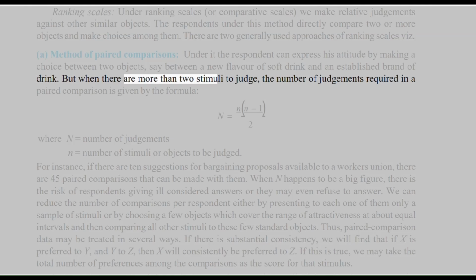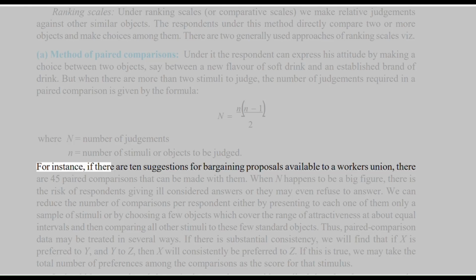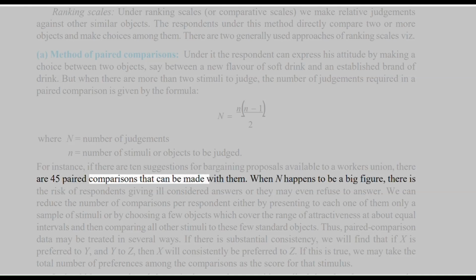But when there are more than two stimuli to judge, the number of judgments required in a paired comparison is given by the formula N = n(n-1)/2, where N is equal to the number of judgments, and n is equal to the number of stimuli or objects to be judged. For instance, if there are 10 suggestions for bargaining proposals available to a workers' union, there are 45 paired comparisons that can be made with them.